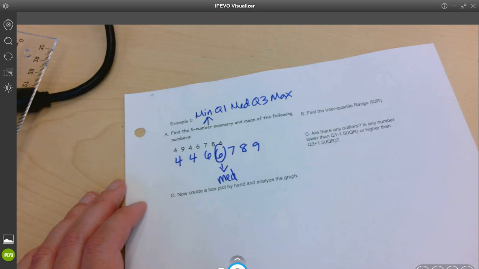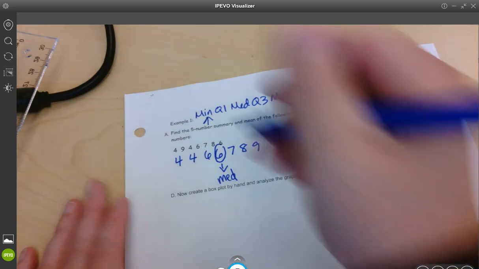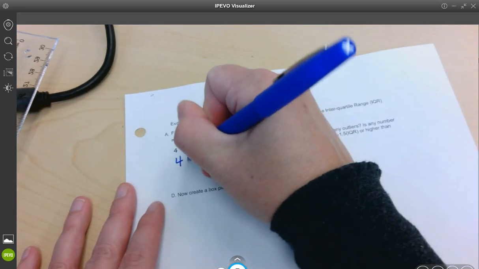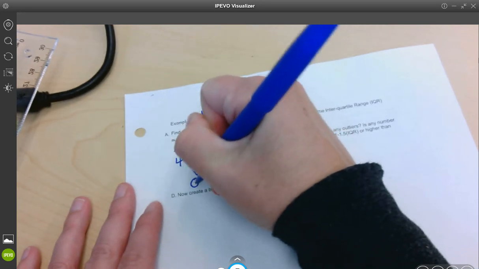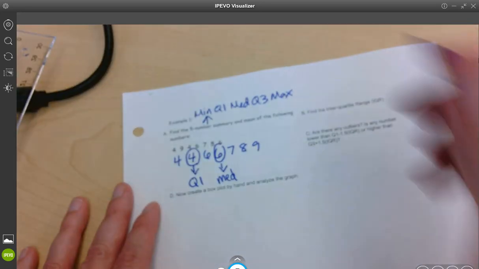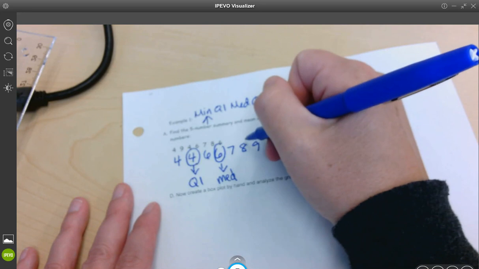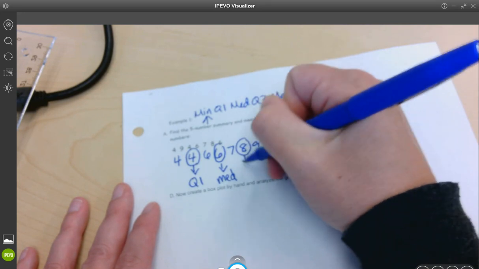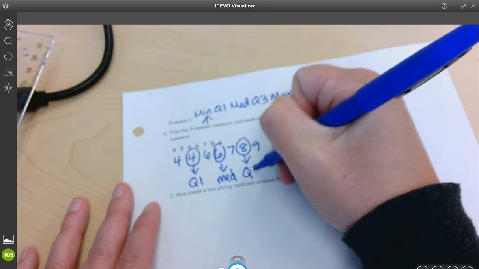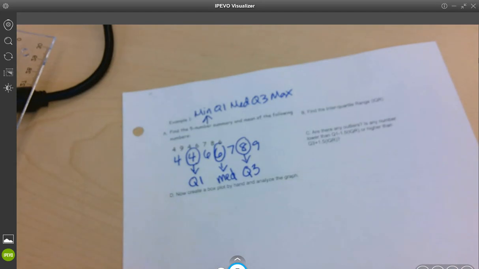The Q1 is in the middle of the first half, so you can see what's in the middle of the first half. And then the Q3 is in the middle of the second half. Doesn't always come out so nice and neat, but this one's pretty good.